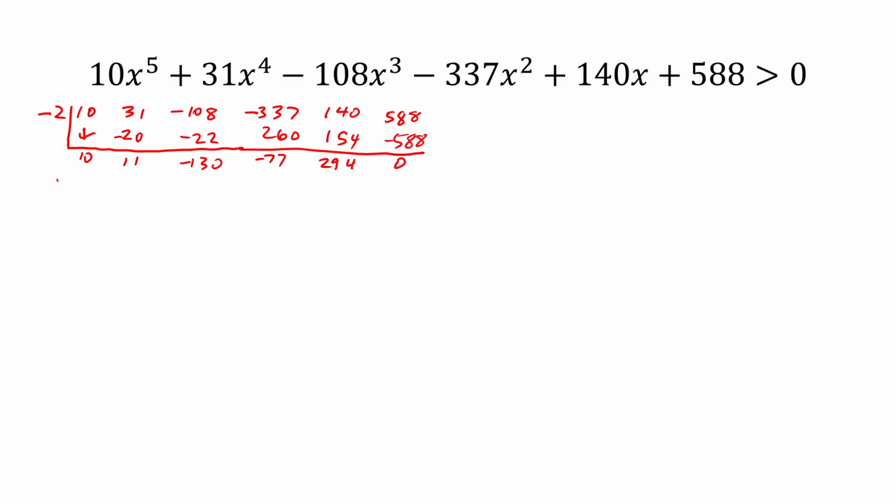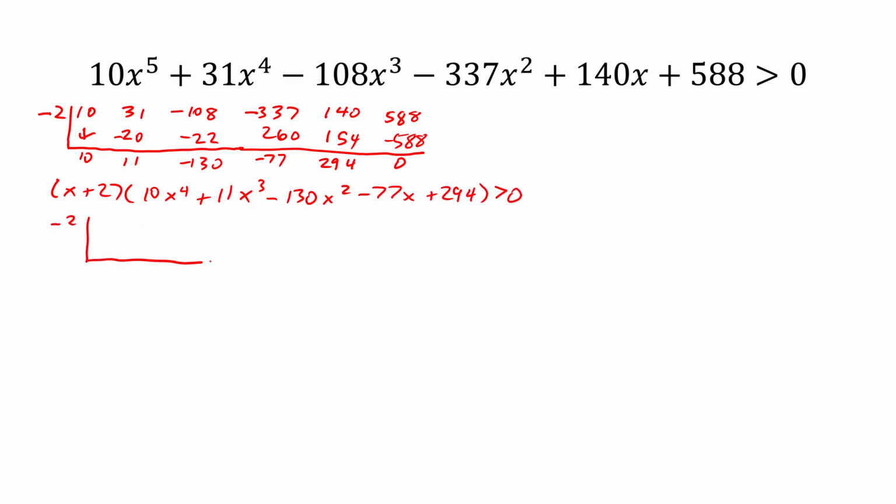Okay, so now we know that that original polynomial inequality is x plus 2 times a fourth degree polynomial is greater than 0. So now we look at that fourth degree polynomial inside the bracket, and we wonder if there's any values of x that make it equal 0, and lo and behold, -2 makes that expression equal 0 as well. So we're going to do our synthetic division. This factor theorem is really useful.